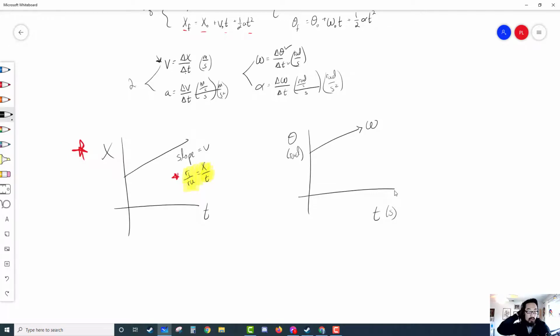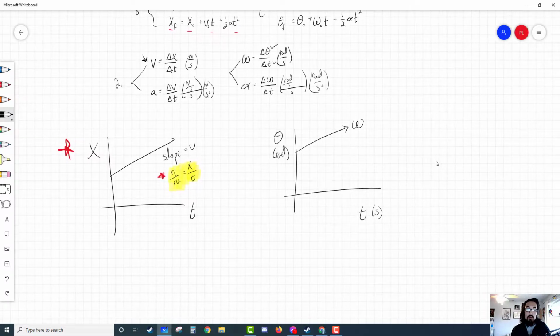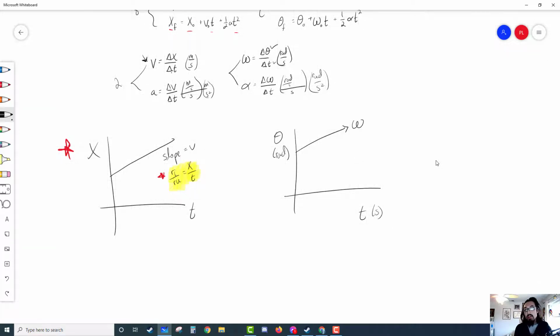The next thing we have to do is identify slopes. Here we have a positive slope, therefore we have a positive velocity. I'm going to do this in a different color so that you can see it more clearly. If we have a flat line, this means the velocity is zero, because there's no slope. Next up, I'm going to do red here. If it's going down, that's a negative slope, so this would be a negative velocity.